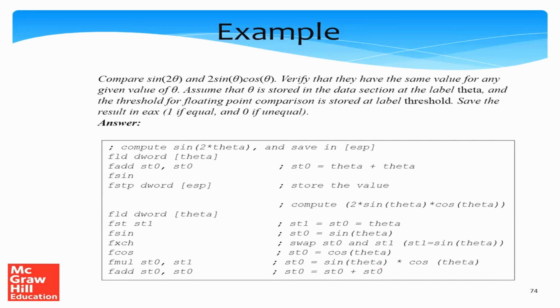Alright, so now let's take a look at a difficult example. It's not that difficult, but it pretty much uses all the concepts that we have learnt up till now. So let us compare sine 2 theta and 2 sine theta cos theta. Those who still remember trigonometry will quickly guess that both of these expressions are the same. Let us verify that they have the same value for any given value of theta, and assume that theta is stored in the data section of the assembly file at the label theta, at the memory address theta.